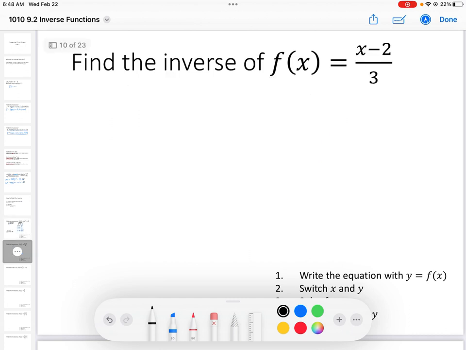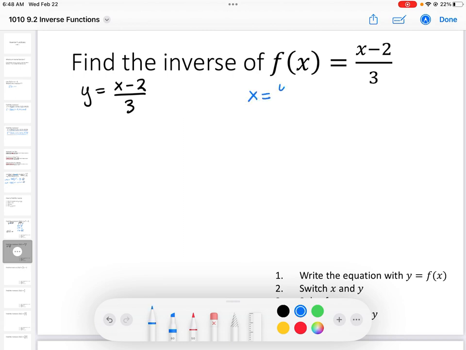So I want to go through a few more examples, and these correspond to some of your homework problems. So if you want to open up your homework and find the problems that are similar to these, you're welcome to do that. So on this one, we have the function f of x equals x minus 2 divided by 3. So I'm going to start out by writing the original function with a y, and I'm going to write that as y equals x minus 2 over 3. Then I'm going to switch the x and the y to find the inverse function.